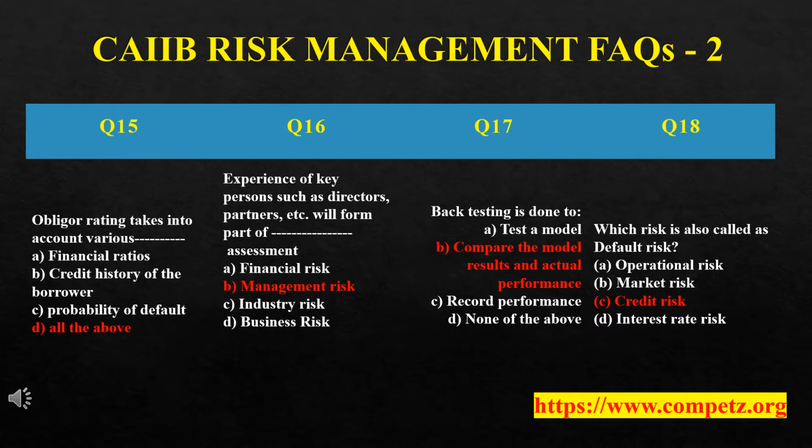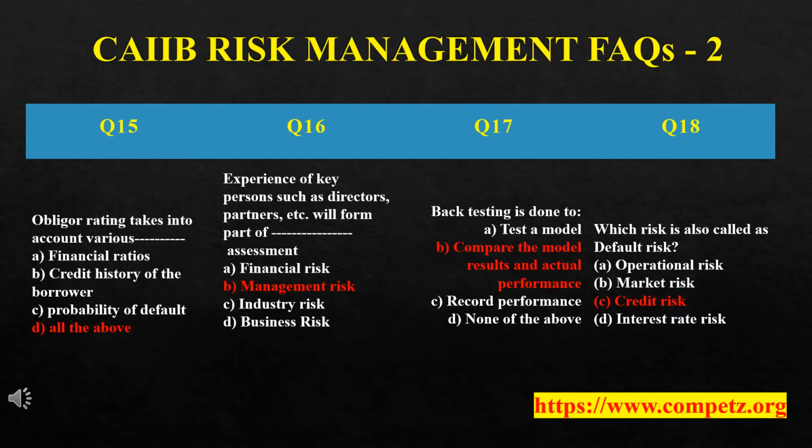Moving on to the last question in this slide: which risk is also called a default risk? We need to name the risk which is also known as default risk. There are 4 options given here: operational risk, market risk, credit risk and interest rate risk. The answer they have mentioned is C, credit risk.